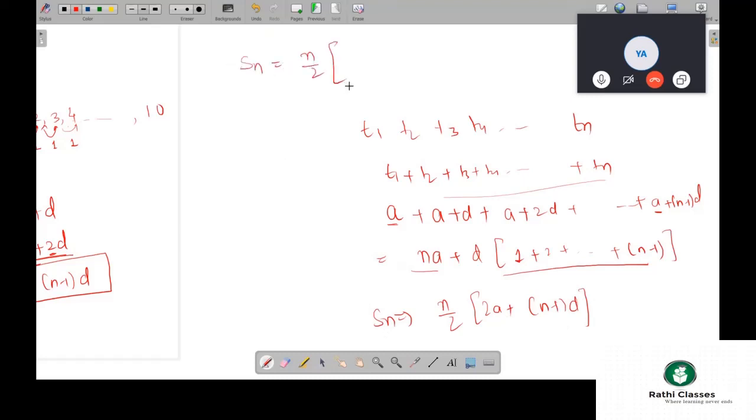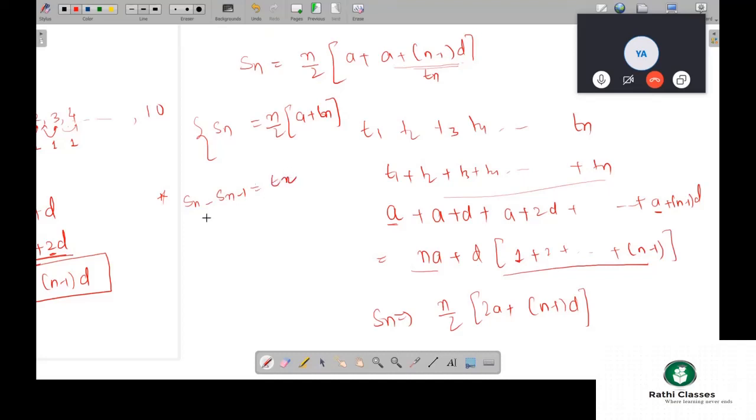If Sn is this much, then what can you do again? Sn is equal to, I will split 2A as A plus A. What is A plus n minus 1 into D? It is Tn. So n by 2 into A plus Tn. This is my Sn. And one more important note which I have explained before is Sn minus Sn minus 1 is nothing but equal to Tn.